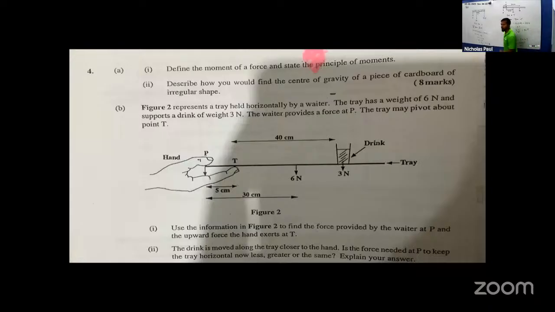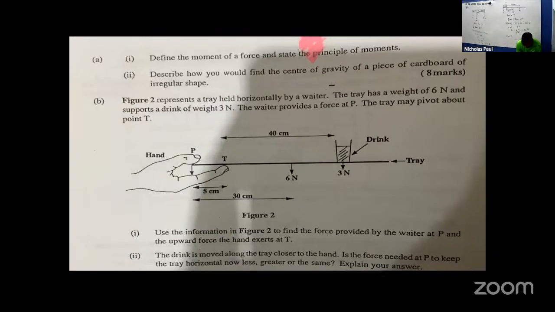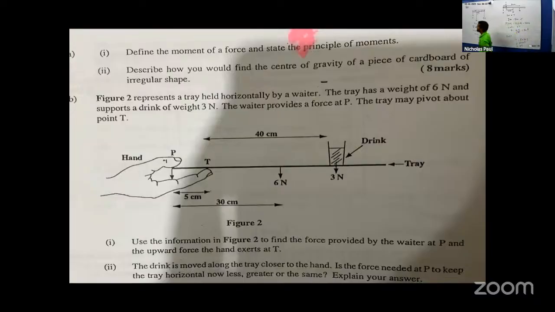Right, look up here. The drink is moved along the tree, closer to the hand. So you see the container of water, then move it closer to the hand. Is the force P less, greater, or the same? Explain the answer. Think about what will happen here.